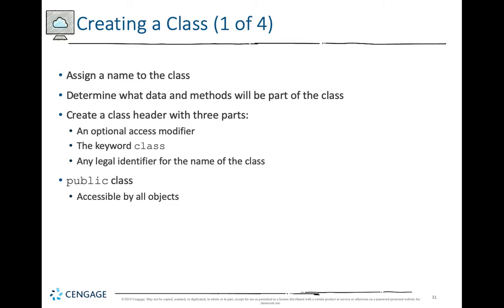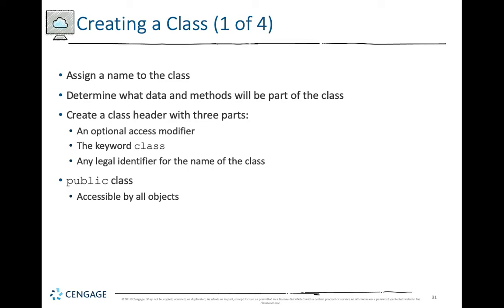Creating a class. You guys have already done some of this. You've seen it with the car class in the code I sent you. You saw it with the pizza class. You assign a name to a class. You determine what type of data and methods are going to be a part of the class. You create the class header with the three parts.